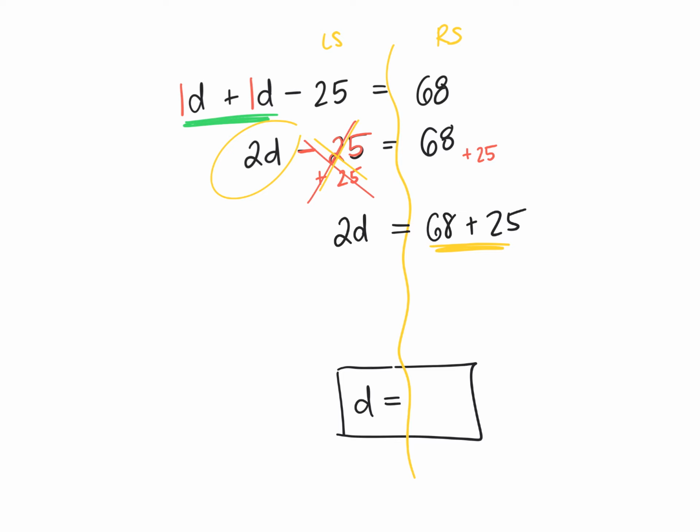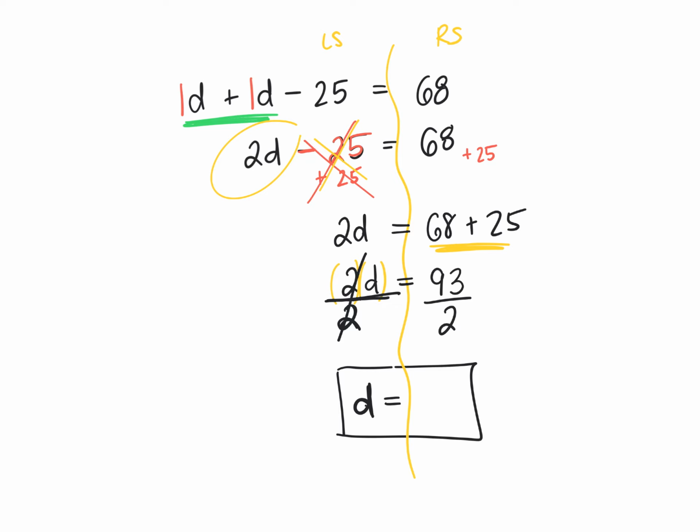Now we're going to simplify this. Instead of writing 68 plus 25, let's actually add them together. 68 plus 25 is equal to 93. And on the left side, I still have my 2D. Remember, when you have a number next to a variable, the operation is multiplication. 2D means 2 multiplied by D. Well, what's the opposite of multiplication? That's right, it's division. So if I divide this by 2, I am undoing the operation. 2 divided by 2 is equal to 1, and 1 times a variable is just the variable by itself. So if I divide the left side by 2, I have to also divide the right side by 2.